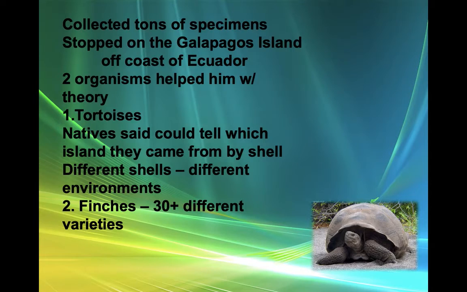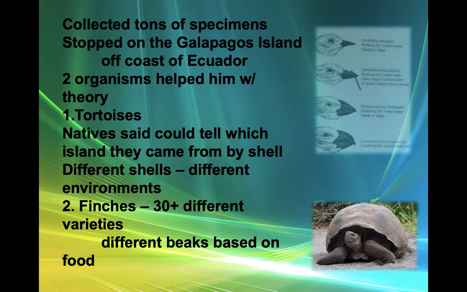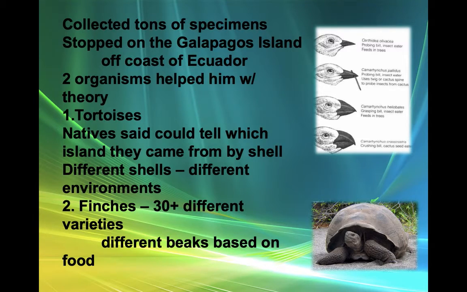The other organism that really helped Darwin kind of cement his theory of evolution by natural selection were these finches that he found on the Galapagos. There were 30 different varieties of finches. Finches are like little songbirds, and the finches of the Galapagos are actually rather famous, and they have different beaks based on the food that they're going to eat. Some are long and skinny so they can get into little holes and get insects. Some of them are for cracking seeds. Some of them are for picking up insects, all different kinds of beaks, all on this small chain of islands.